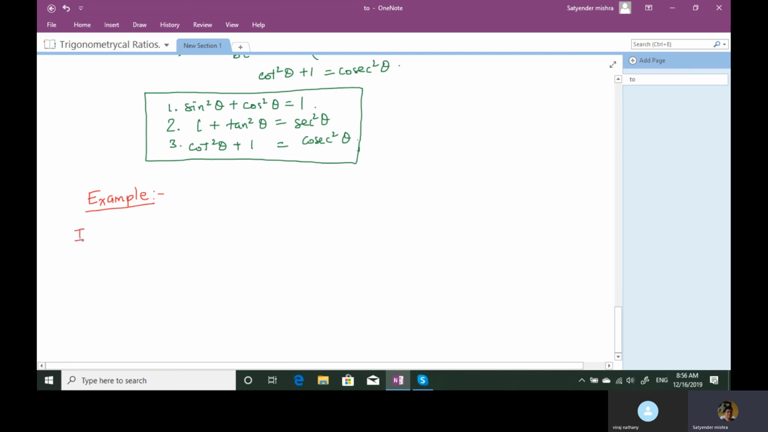So here they have given, if sine theta equals 5 by 13 and theta is an acute angle, find the value of tan theta plus 1 by cos theta. Right? So can you tell me how to do it?